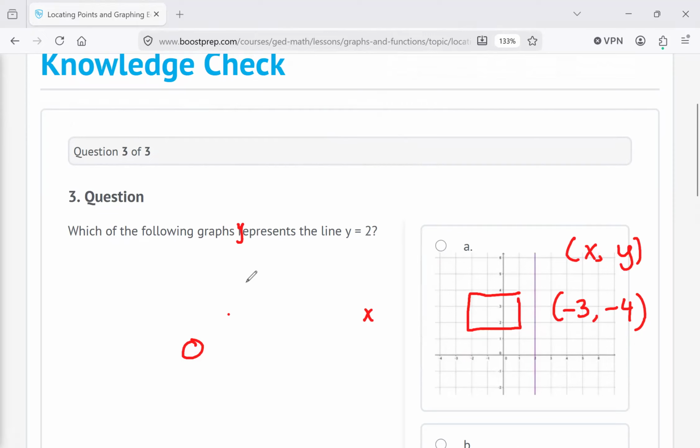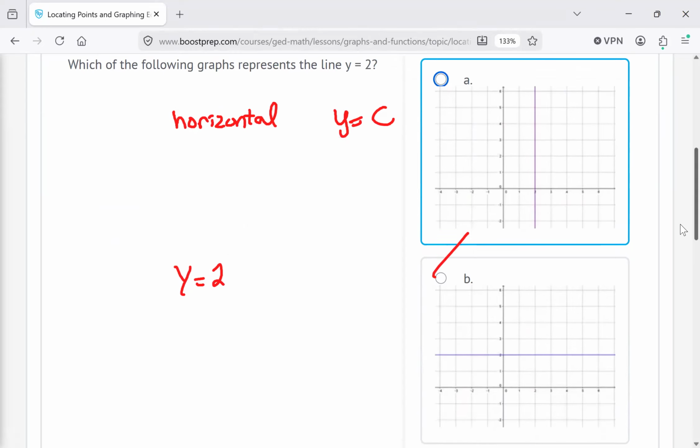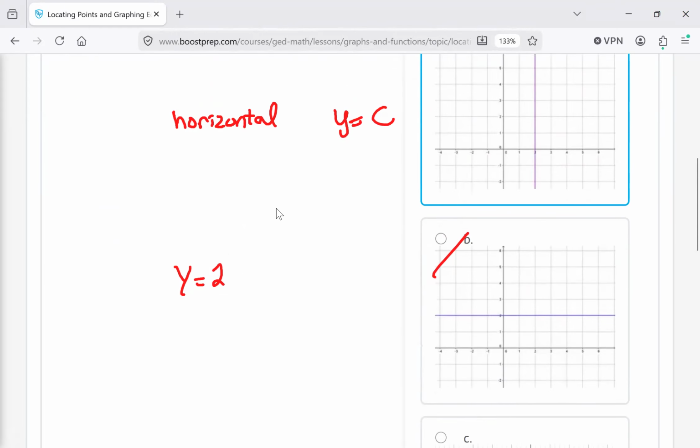Question 3, which is the graph that represents y equals 2? Okay, so we said in the notes, we know that it's a horizontal line. And how do I know it's a horizontal line? It's because it's y equals a constant. So you could forget about A because that's vertical, right? Is it B? It's definitely here. You can't see this, but it's the blue line. This is the x-axis, this is the y-axis. So is it this one? Yes. See, at 2, it goes completely horizontal.